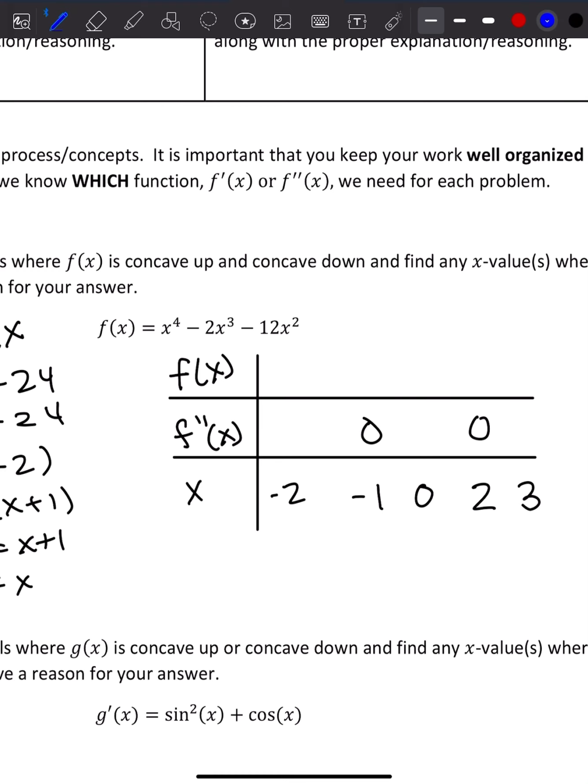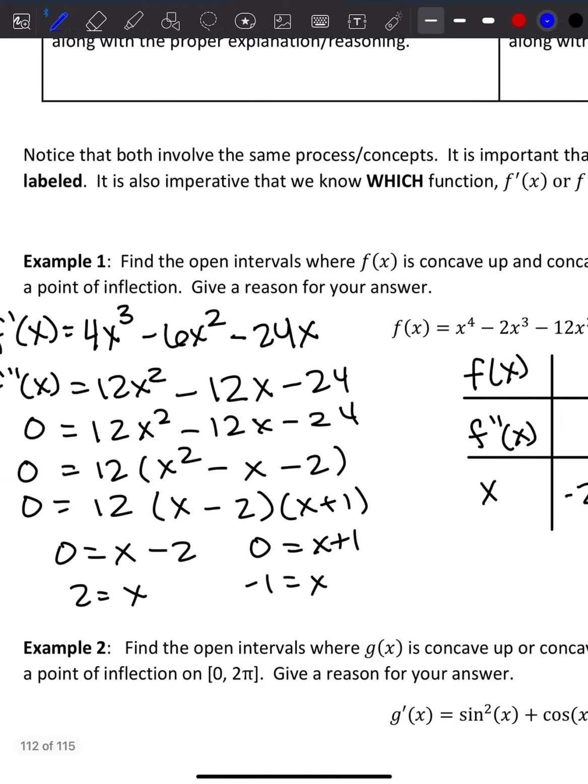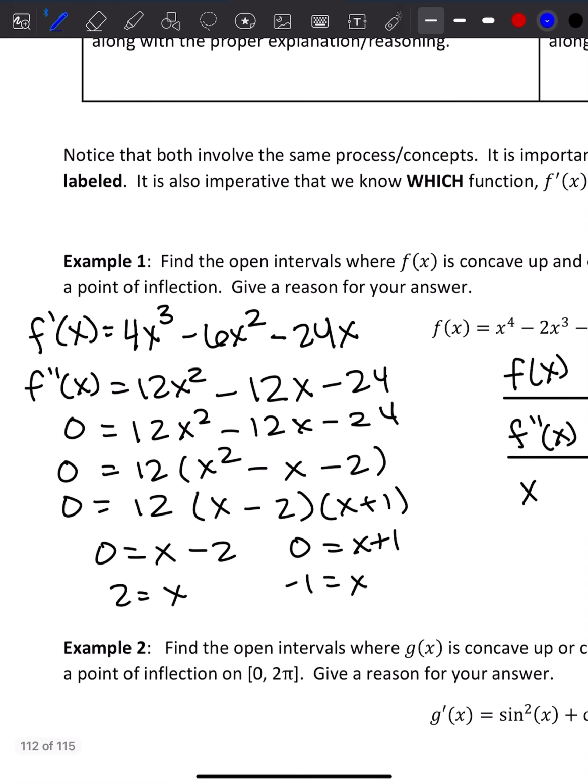So we're going to plug this into our second derivative. So -2 plugged into our second derivative. If I plug it in here, where it's going to be a little easier to do signs, this is going to be positive, so we don't even have to think about the 12. So we're just going to figure out the signs of these two. So -2 minus 2 is going to be a negative. -2 plus 1 is going to be a negative. So negative times a negative is a positive.